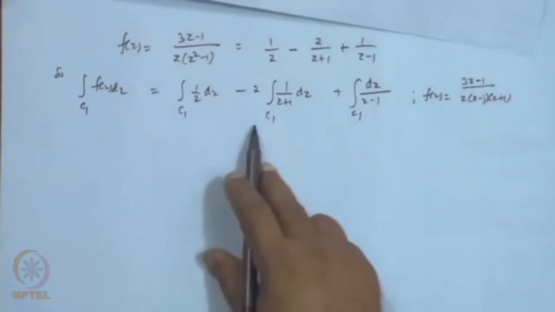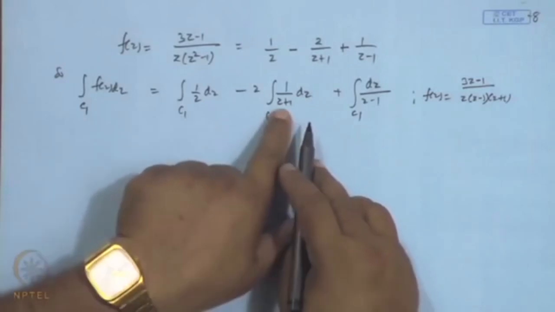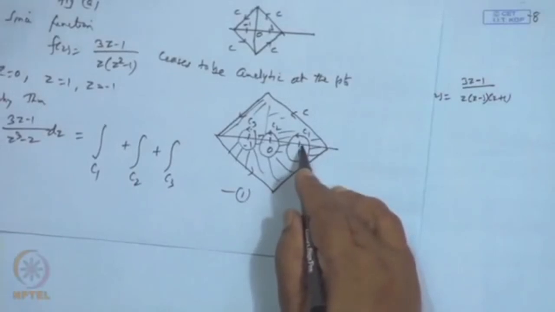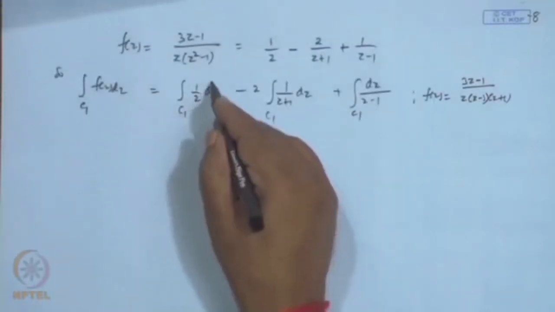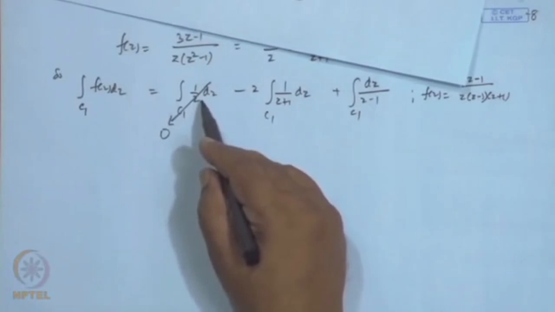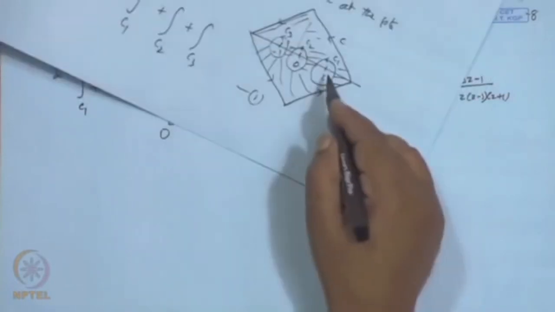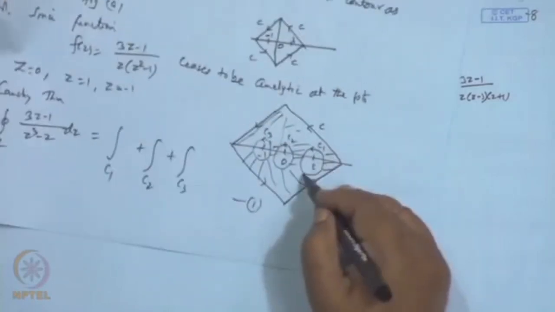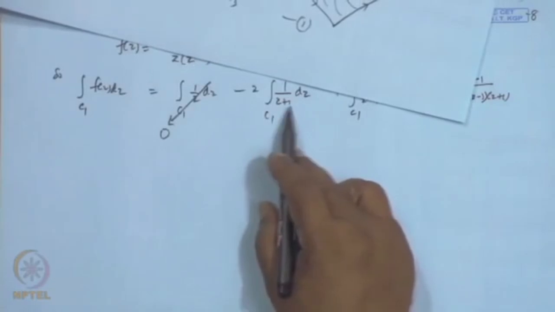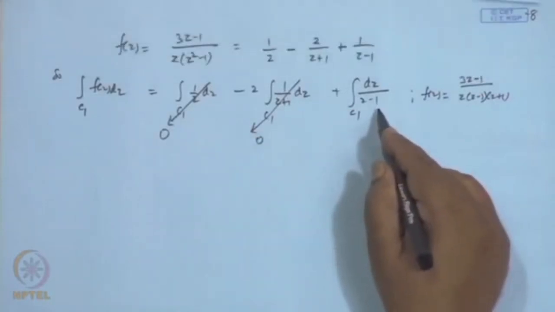if we look at this function, the point z = 0 is not included inside C1. So, the value of this integral will be 0, because it becomes analytic, is it not? In 1/z dz, z = 0 is the singular point, but inside C1, 0 is not there, 0 lies outside. So, the function 1/z becomes analytic, and the Cauchy integral theorem says the value of this integral must be 0. Then for z + 1, z = -1 again lies outside, so again the value will be 0, but z = 1 lies inside.